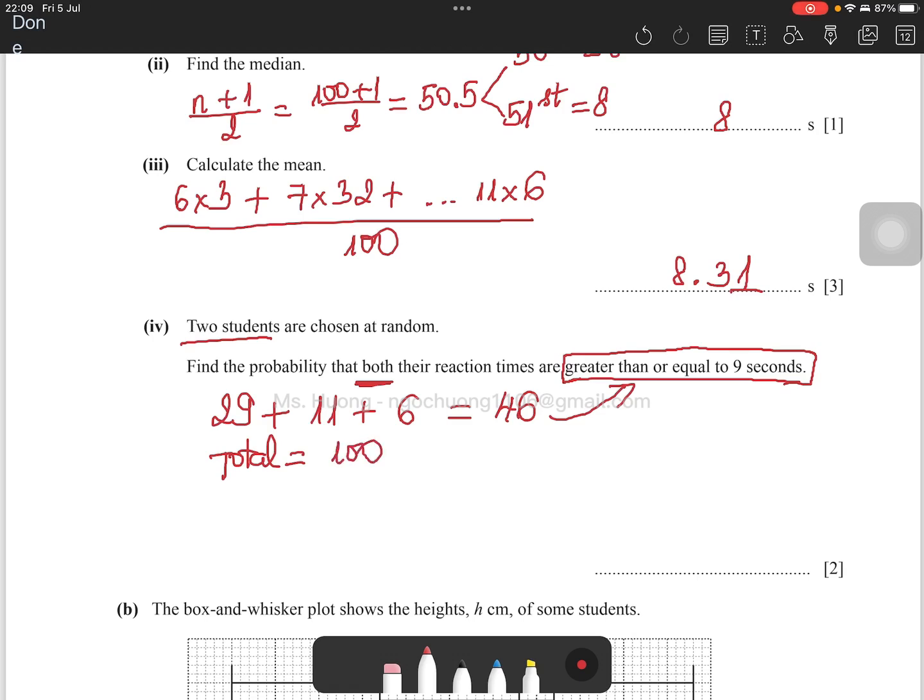So the probability that both of them have a reaction time greater than or equal to 9 seconds will be: the first student is 46 over 100. And the second student will be, after picking this student, we only have 45 left in the group whose reaction time is greater than or equal to 9 seconds. And the total number of students is only 99 now. So we multiply these two probabilities, and the answer is 23 over 110.